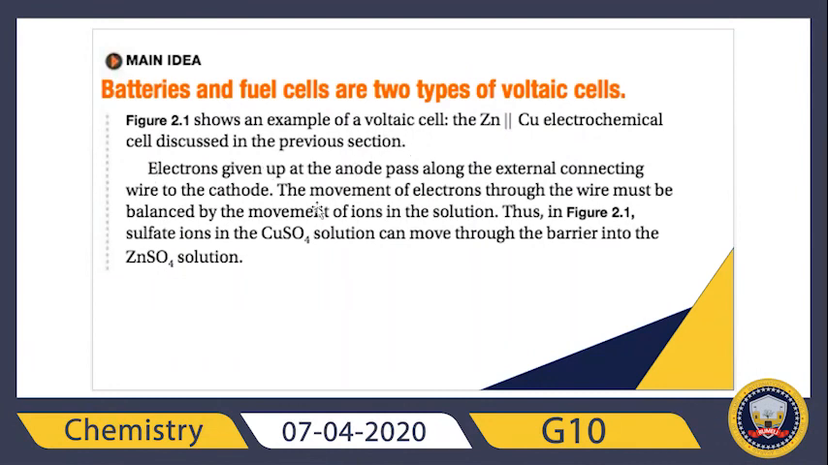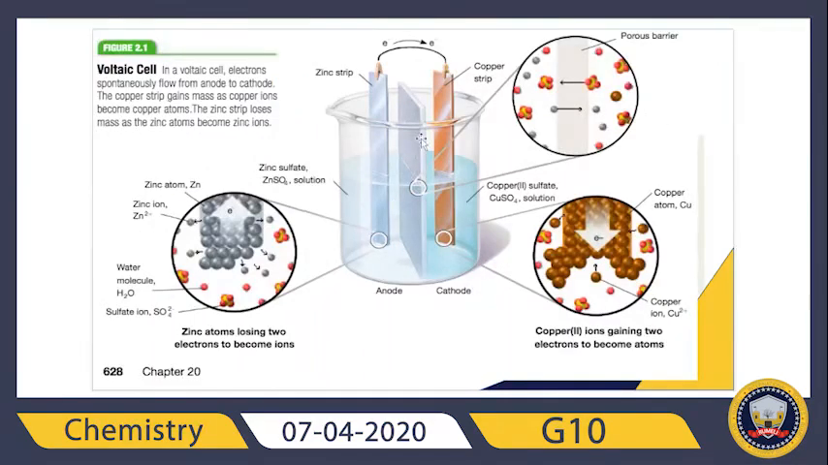Electrons given up at the anode pass along the external connecting wire to the cathode. You see here, figure 2.1. It's a big figure, but don't worry, we have taken examples like this before, so you understand it. This is an example of a voltaic cell. In a voltaic cell, electrons spontaneously flow from the anode to the cathode. The copper strip gains mass as copper ions become copper atoms. The zinc strip loses mass as the zinc atoms become zinc ions.